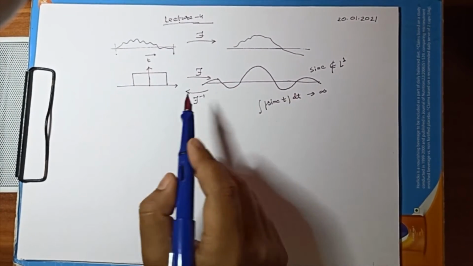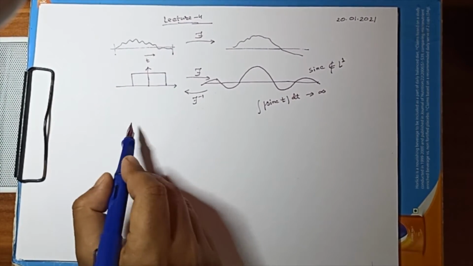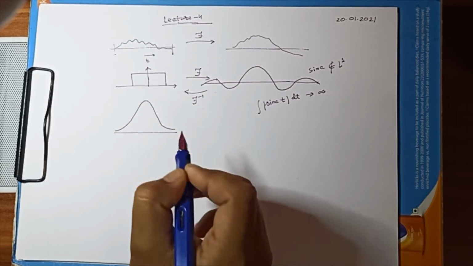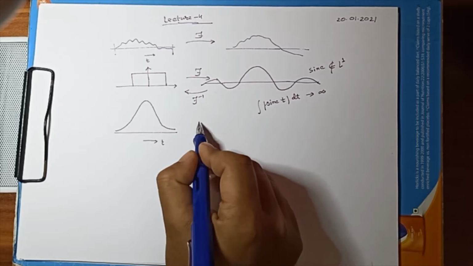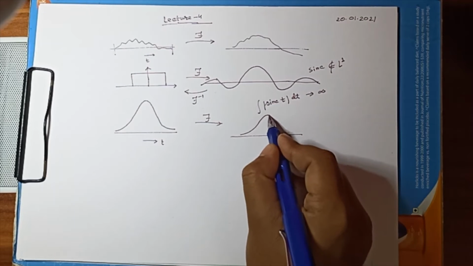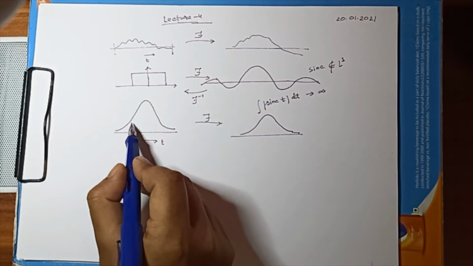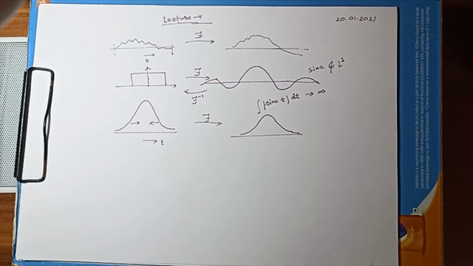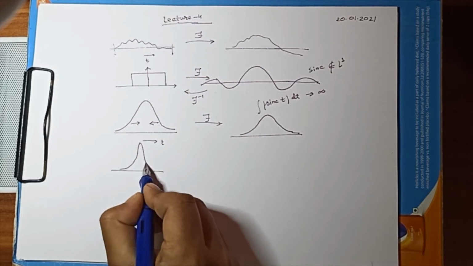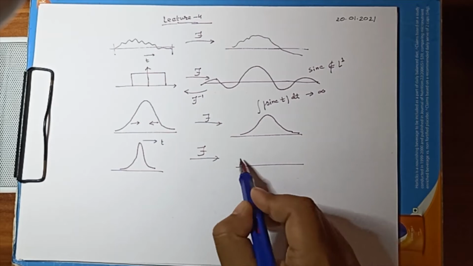Now we can take some more examples. For example, one is the Gaussian. If you take a Gaussian pulse in time, we know that the Fourier transform will also be Gaussian, because this is the so-called eigenfunction of the Fourier transform. But if you decrease the variance of the Gaussian, if you make the variance smaller and smaller, you will see the spread of the Fourier transform becomes larger and larger.